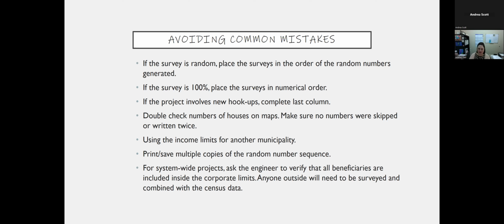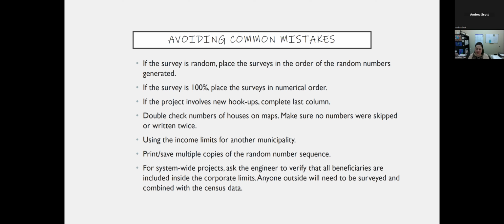For system-wide projects, make sure that you're verifying that all beneficiaries are included inside the corporate limits. If it's a citywide system, I know, again, sometimes they're outside in parishes, so they don't always correspond with municipalities. But if it does, make sure that there's not anyone outside. If there are, it's completely fine. You just have to survey those people and combine it with your census data.